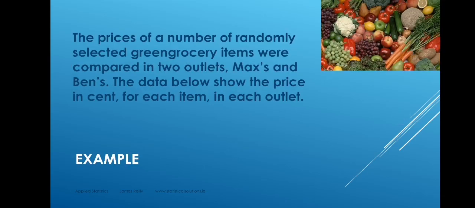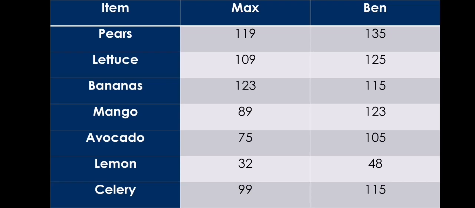So our problem involves comparing the prices in two greengrocers, Max's and Ben's. And so here we have a randomly selected set of items and the price of those items in each of these greengrocers. So on the first row we have pears. There's a price at Max's and a price at Ben's. So notice that the price of the pears at Ben's, 135 cents, relates in particular to the price of pears at Max's. It's not compared with the prices of other items at Max's.